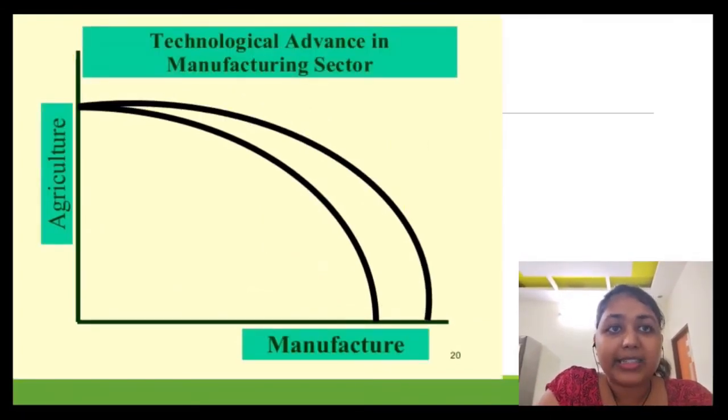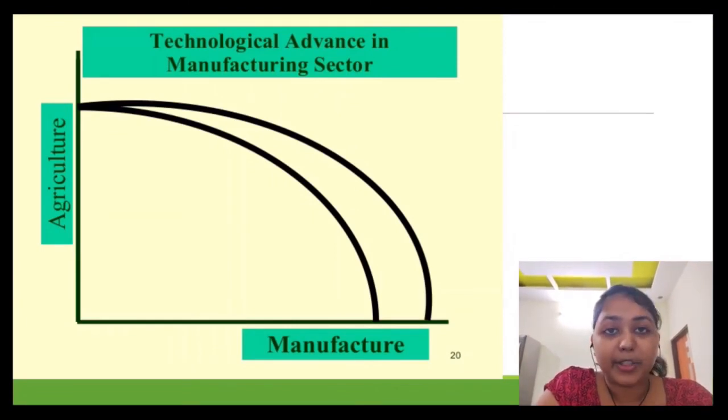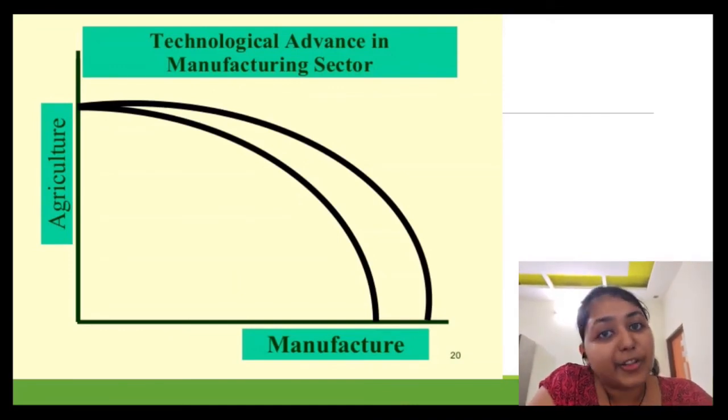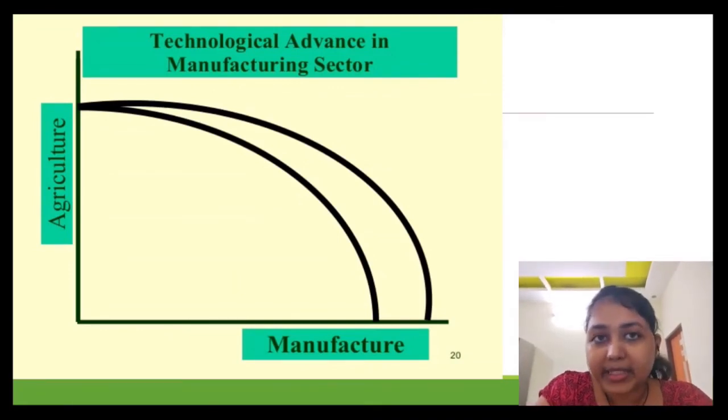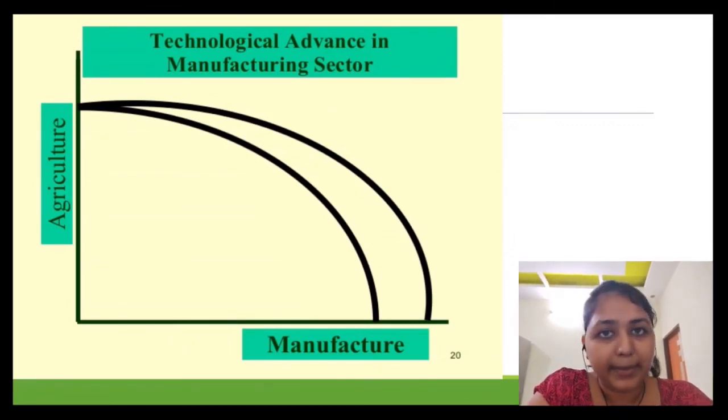Here you can see that due to the technological advancement in the manufacturing sector, now more goods can be produced there. More manufacturing goods can be produced, but the agricultural goods remain in the same place, right? So this is the rotational shift here. Due to the change in the resources of manufacturing goods, due to technology changes, whatever the reason may be, this is not happening in the agricultural goods. So that remains in the same place, and just the manufacturing goods are shifting towards the right.